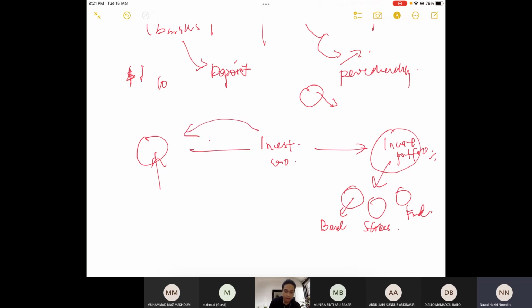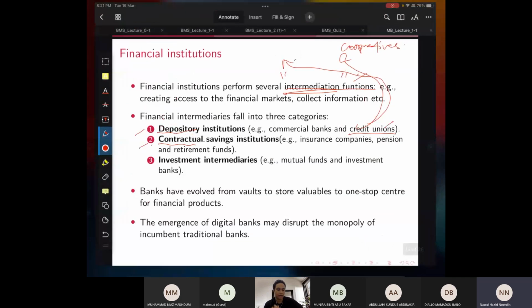So they perform the same intermediation role, right? But instead of giving out loans, they provide access to investment opportunities where investors can generate returns from their capital, the money that they have invested. So that's the difference between investment companies and lenders or banks that we saw earlier, right?